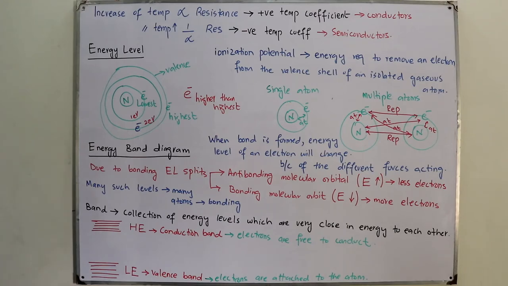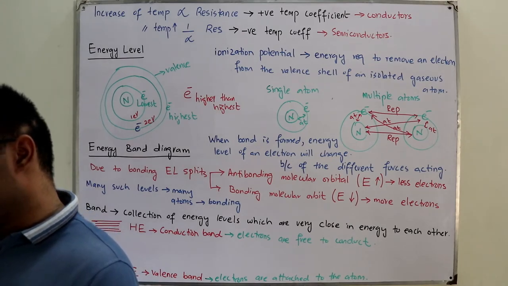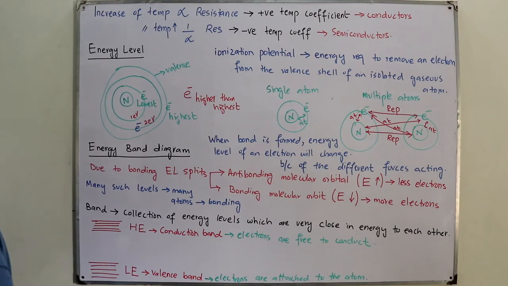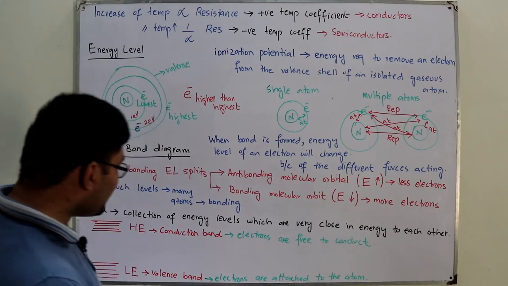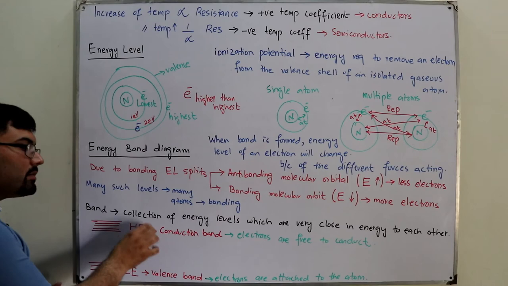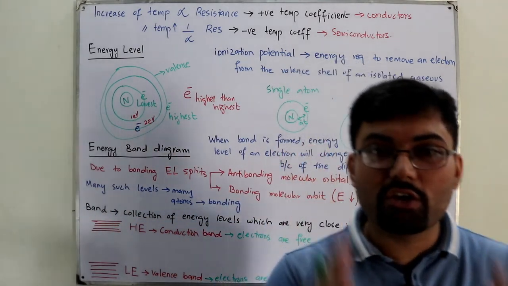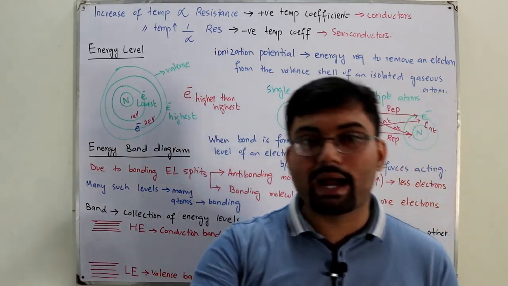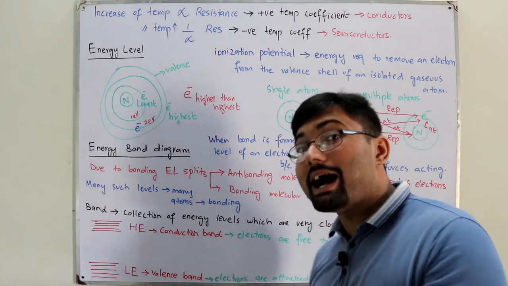So now, the major thing that we talk about is conduction, right? The major purpose is conduction. So, if we have an electron in the valence band and we want to make it conducting, we have to give it energy. We have to shift the electron from the valence band to the conduction band by giving it the ionization energy.